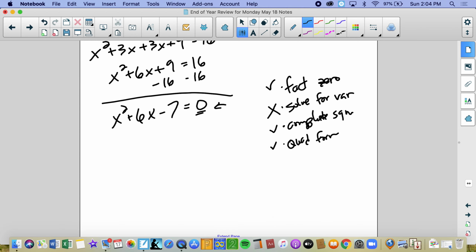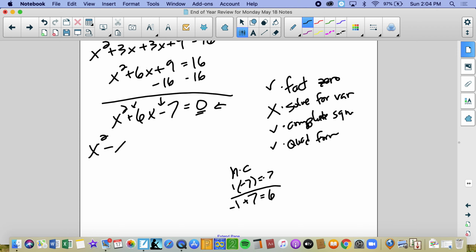So let's continue to factor. Factors of this factor, meaning a times c. 1 times negative 7 is negative 7. Factors of 7 are 1 and 7. Signs are different. Bigger is positive. And you get 6. That is my middle.